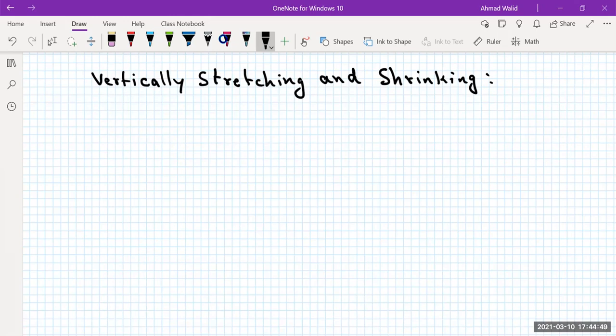When we talk about stretching a graph vertically, it means your graph is kind of closing, correct? When we talk about shrinking, the graph kind of opens, correct? How? Let me explain it to you.